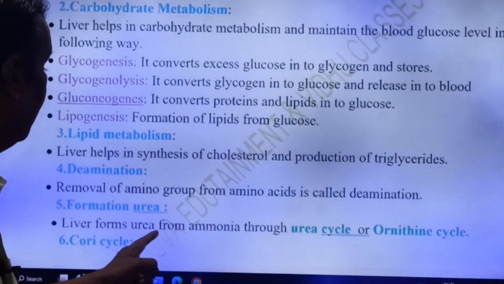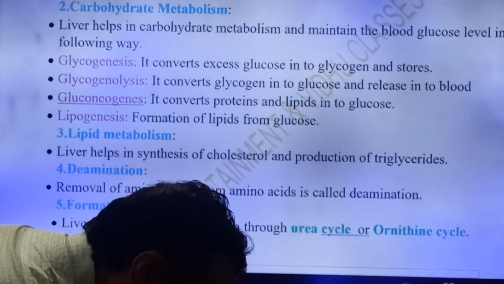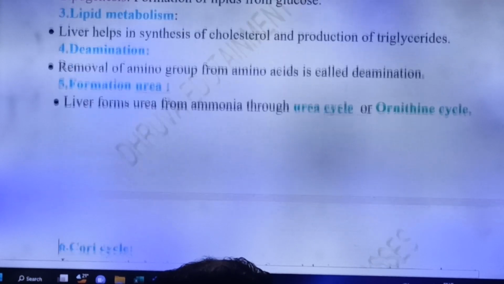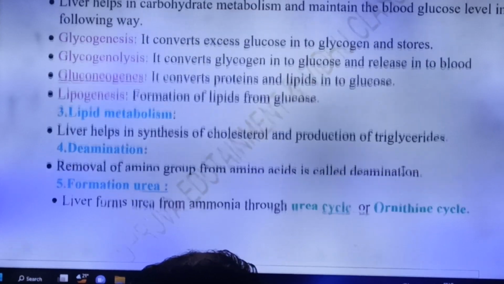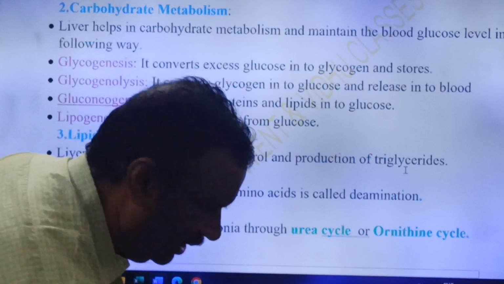See, friends, liver forms urea from ammonia through what, friends? Through urea cycle or ornithine cycle.